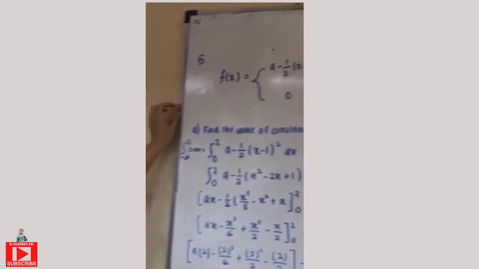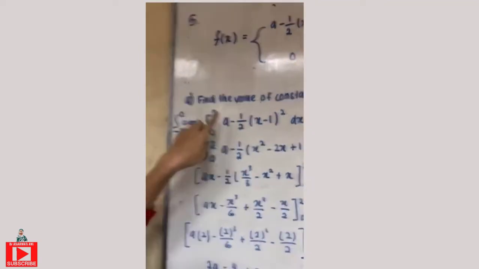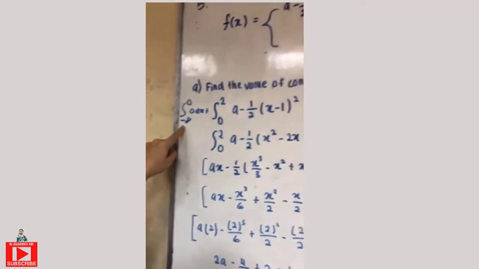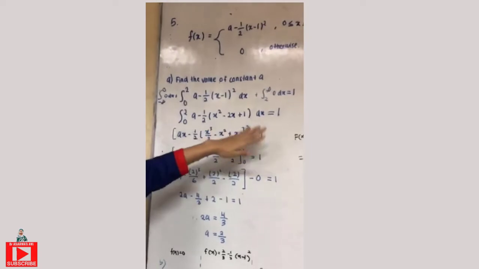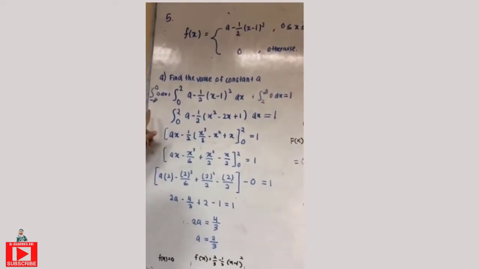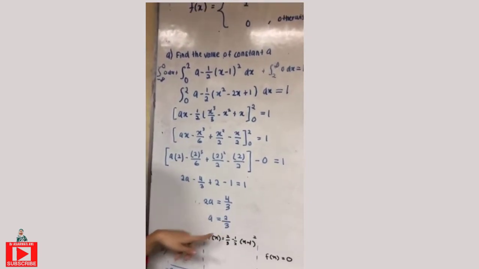Soalan nombor 5 dia dah bagi dah probability dia. Lepas tu soalan A dia cari find the value of constant a. So nak cari probability daripada negatif infinity sampai infinity sama dengan 1. So yang kosong-kosong kita biarkan, cari yang ada nilai. So daripada 0 sampai 2 integrate ni semua, bawa masuk nilai, akan dapat a sama dengan 2/3. Dah. Okay, good.